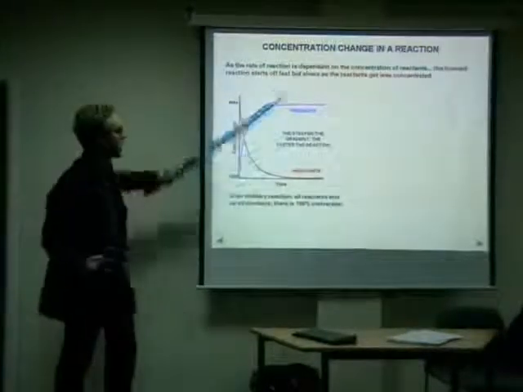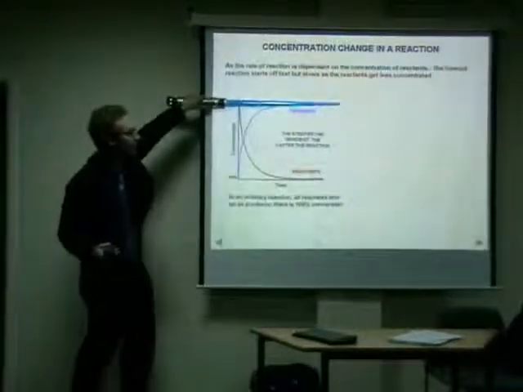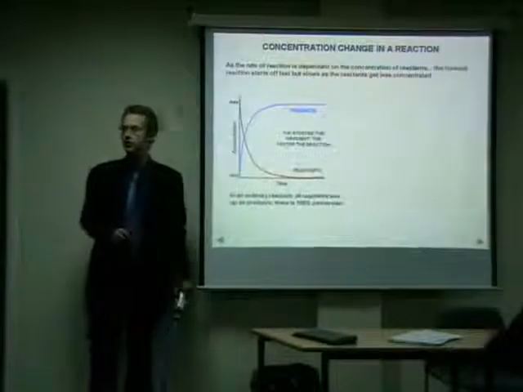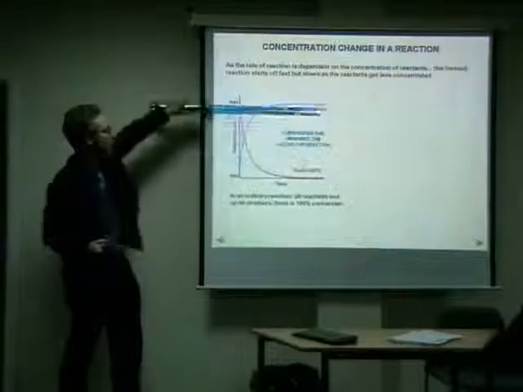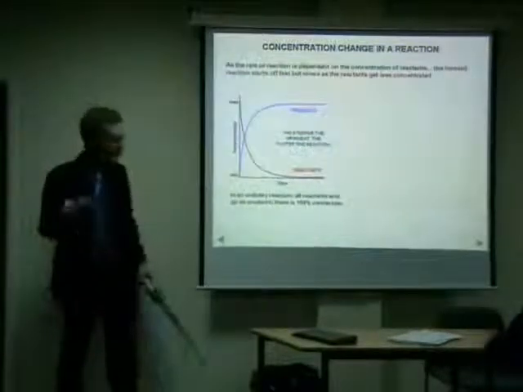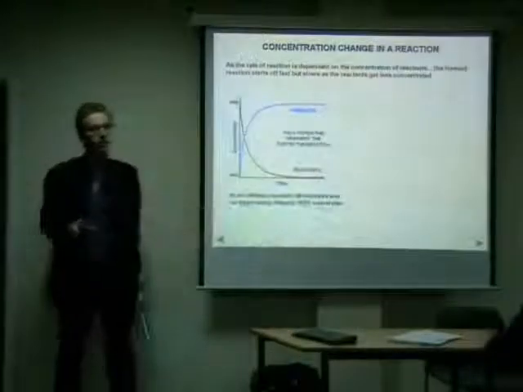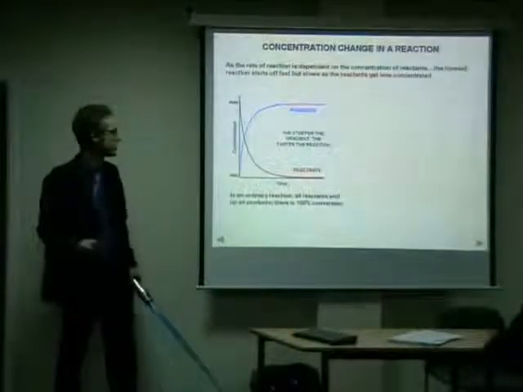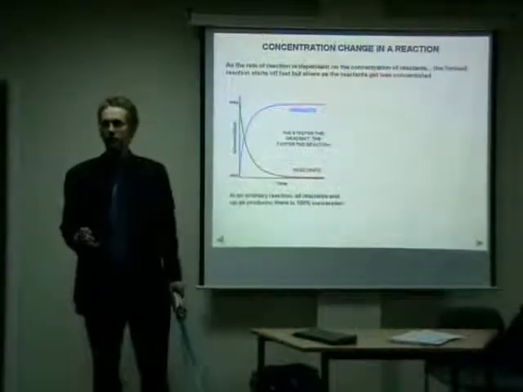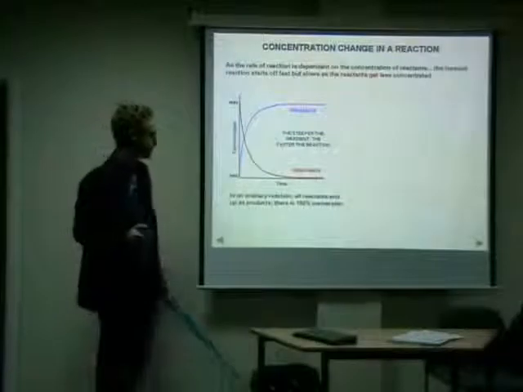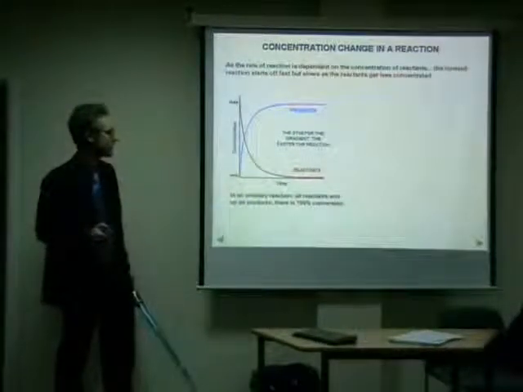It doesn't just carry on going. You don't carry on making product out of nothing. It's going to level off when all the reactants have been used up. Happy with that? And if you double the amount of reactant, or if you double the concentration of reactant, in this case because it's concentration, you will double the total product. If you were to halve the concentration of reactant, you would halve the concentration of product, and so on. Assuming it's a one-to-one reaction. So, this reaction here is assuming 100% conversion.